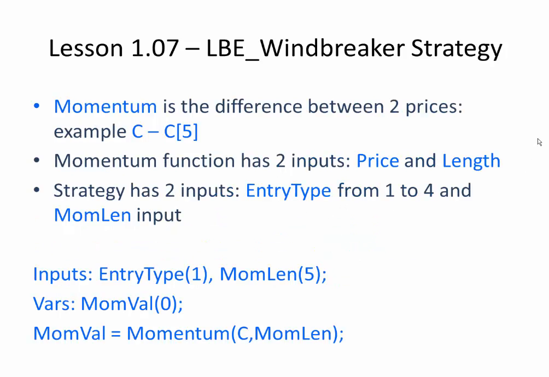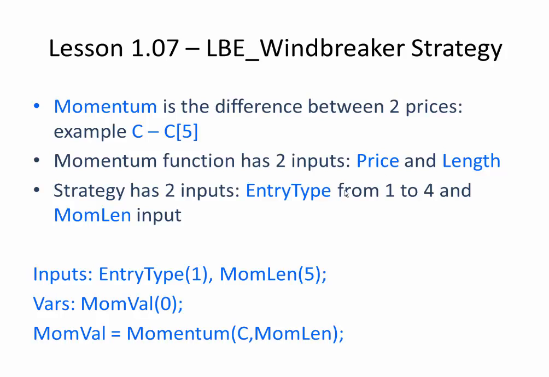So we will use a strategy that uses the momentum function, and momentum is the difference between two prices. As an example, close of the current bar, C, minus close of 5 bars ago is the momentum of 5 bars. Momentum function has 2 inputs, price and length. This strategy has 2 inputs, and the first is the entry type, which is a number from 1 to 4, and the momentum length, which is the length of our momentum.